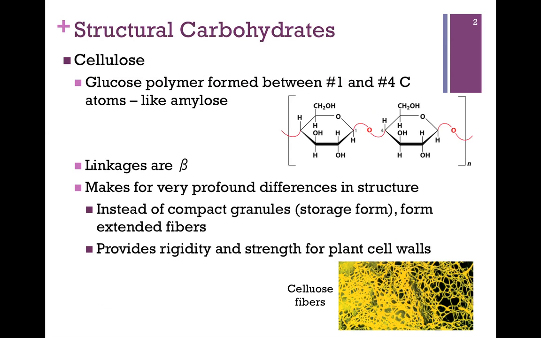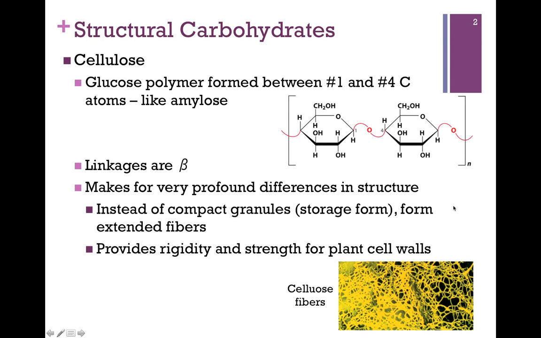The first we look at is cellulose. This is very common in plants. It's a glucose polymer, and just like amylose, the linkage is a 1,4 linkage. The difference is it's a beta link instead of an alpha link, and that's pictured at the top of the screen here. So again, it's 100% glucose. It's still a 1,4 linkage, but in this case it's beta rather than alpha.